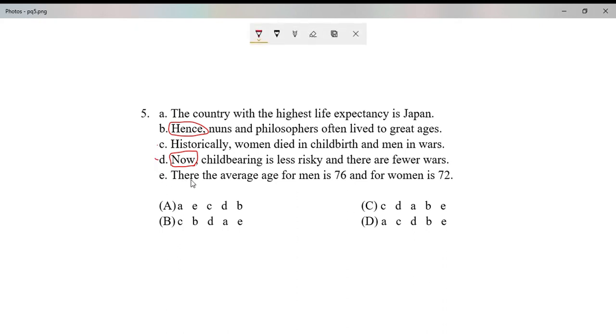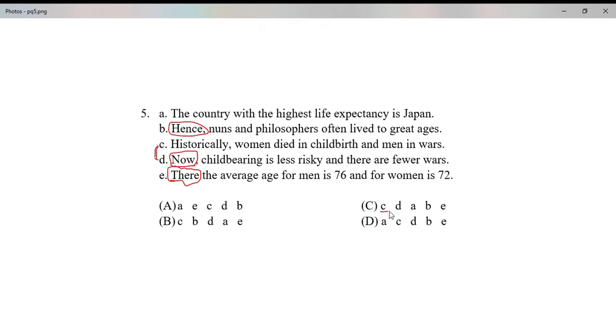Okay, there, the average age for men is 76 and for women is 72. This is the biggest clue that you can take, right? So far, our clues have been not that helpful in terms of linking one sentence to the other, right? At first, what I thought was I could link C and D together, right? Because I can say historically, blah, blah, blah. But then now we do this, right? So C and D together, which one has it? It would be this one.